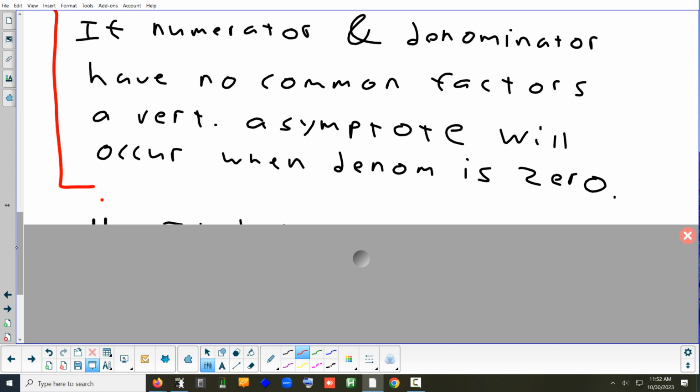Now, we already know how to find when the denominator is 0 because you have to do that when you want to find the domain. So if you are asked to find a domain, you're automatically doing this too. You're finding where the vertical asymptotes would be.